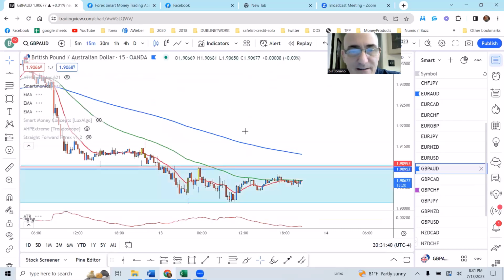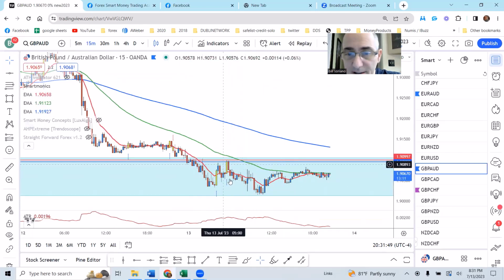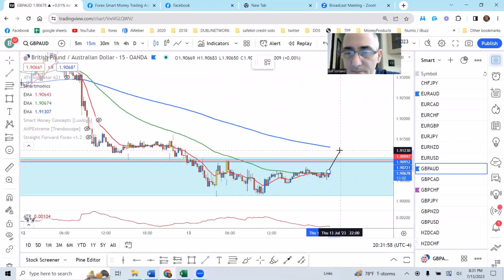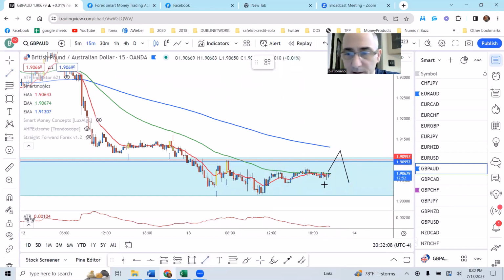GBP AUD is another one here. Again, price comes down, hits our point of interest, and before it breaks structure here, it gives us a choke, it goes lower. See? So now our choke is right here where this red line is. So again, we need price to move up past here, give us our change of character or choke. Then it needs to come back down to our order block here, get us into the trade, and then hopefully price continues upward after that.